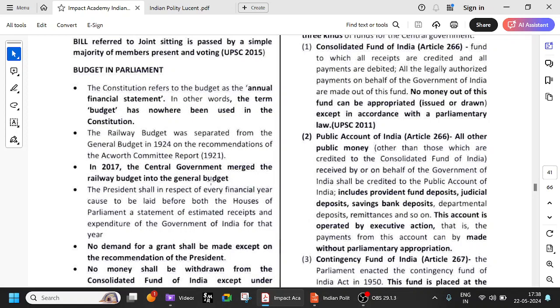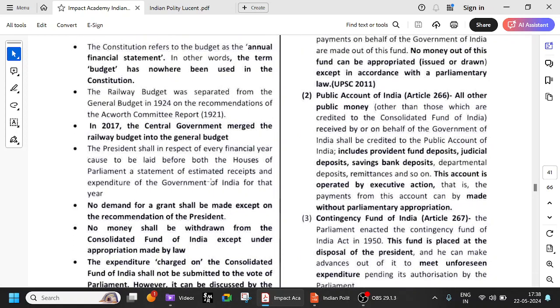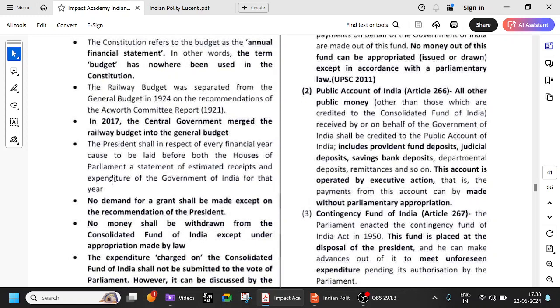It is the same. The president shall, in respect of every financial year, cause to be laid before both the houses of parliament a statement of estimated receipts and expenditure of the government of India for that year. So budget is nothing but an estimated receipt and expenditure. That's all. Okay. So over a period of time, budgets have gathered a lot of publicity, but budget is basically simple expenditure and receipt. That's all.